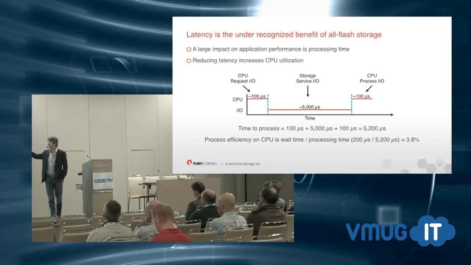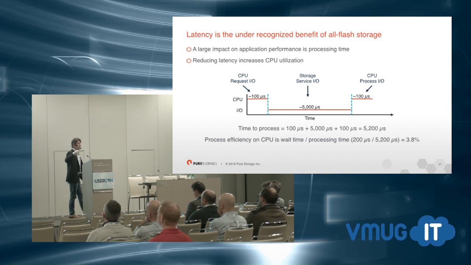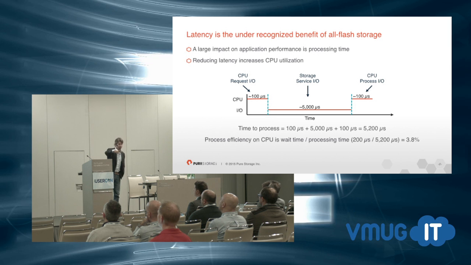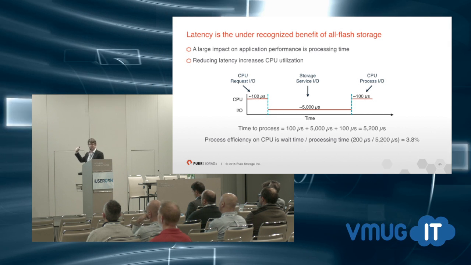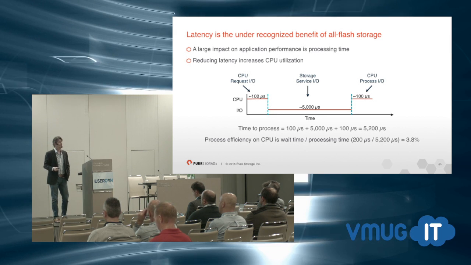And as you can see in this chart, at the beginning on the left side, there's an I/O request from the CPU. That I/O request has to traverse the disk subsystem and get addressed, the data is found, and it comes back up the system. And then the I/O can be processed.